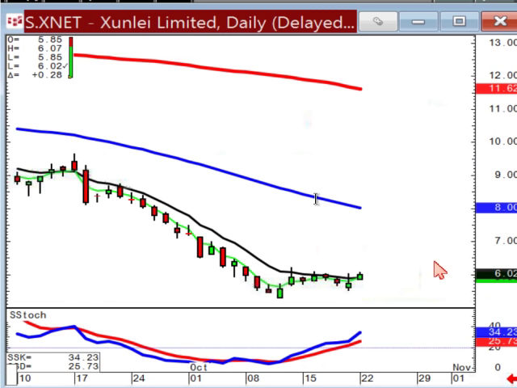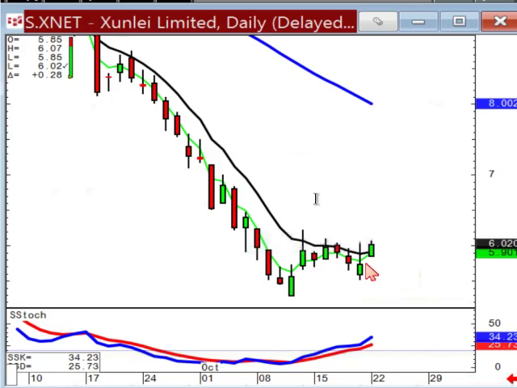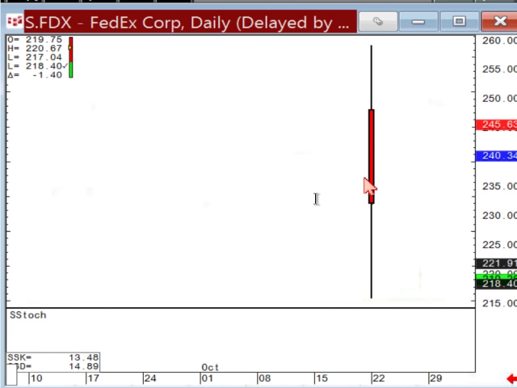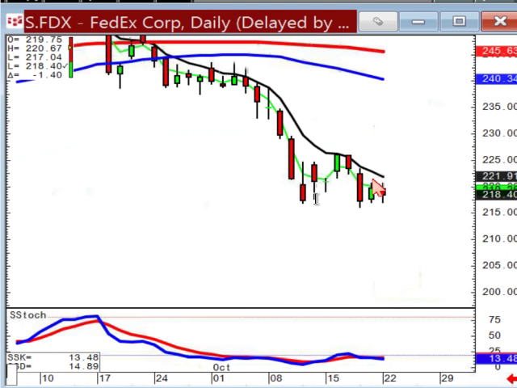XNET, little inverted hammer. This one you can be buying. Bullish engulfing. Stutter step, you can be buying this one with the anticipation they could take you up to the 50-day moving average. FedEx, nothing. If you're short, you stay short. If you're short, you'll use the T-line as your stop.